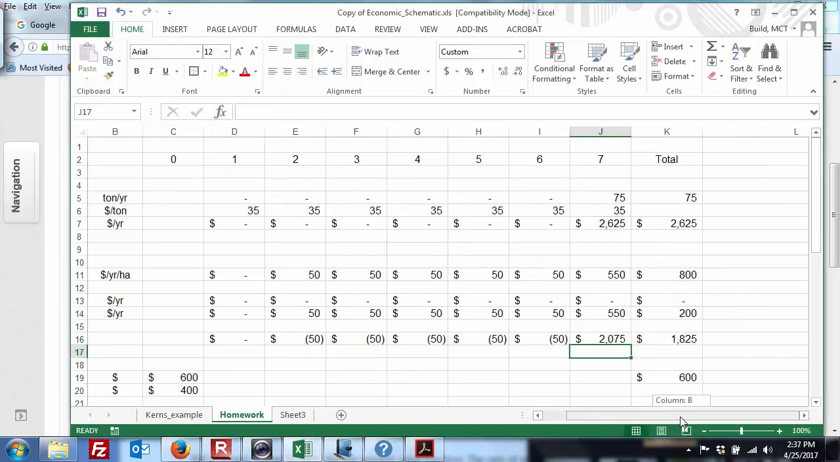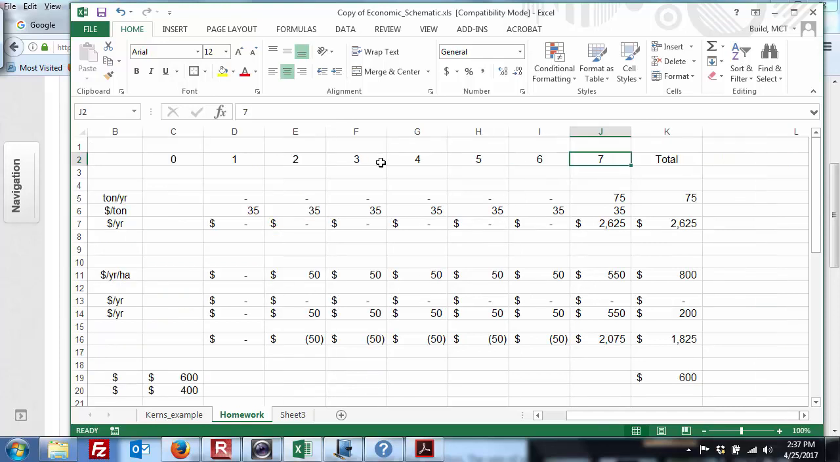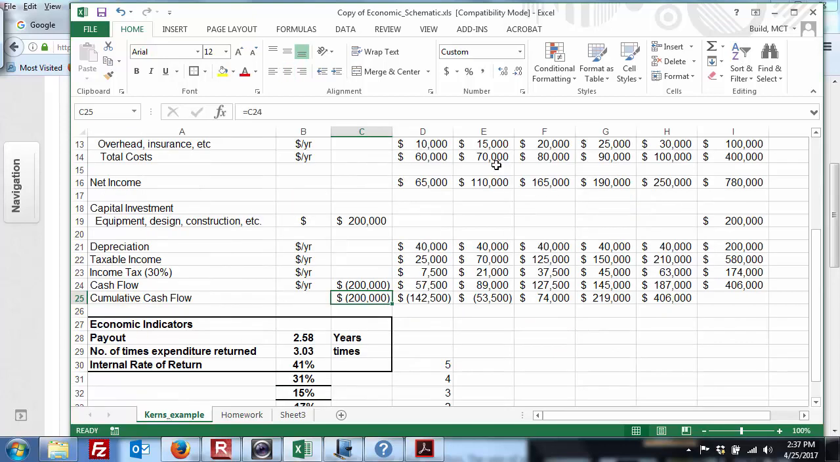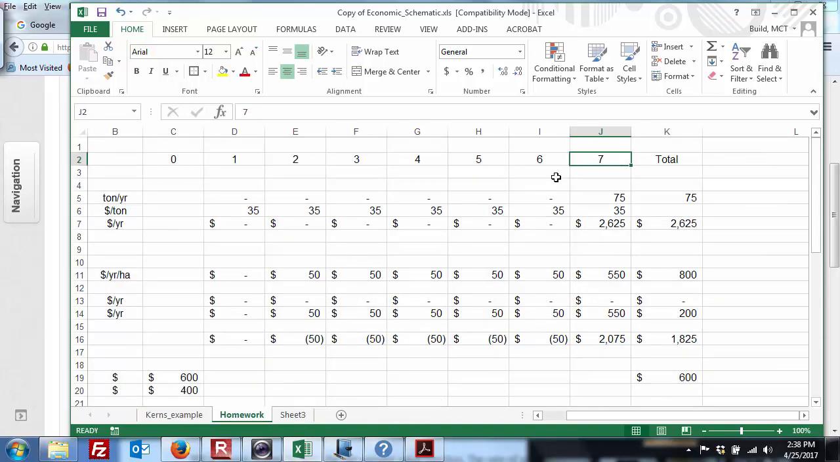So we'll just start from the top here. What we ended up doing, I dragged it all the way out to 7 years. So it just took Kerns' example, went from year 7, went out to year 5, but I dragged that out to 7 years instead. There we go.